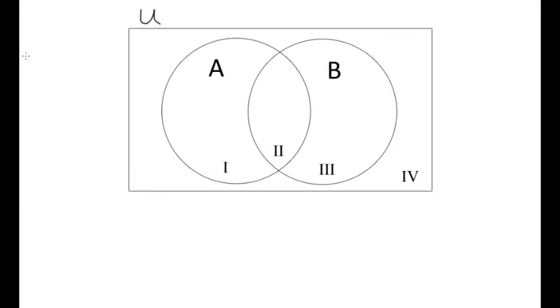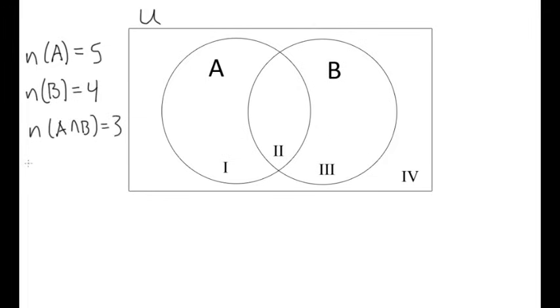So let's say we're given that the number of elements in set A is 5. The number of elements in set B is 4. The number of elements in A intersect B is 3. And the number of elements in the universal set is 10. And let's say what we want to know is how many elements are in the union of A and B.